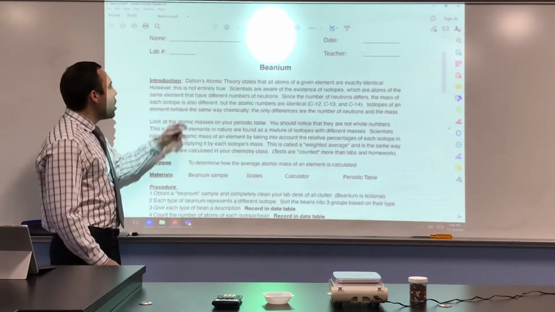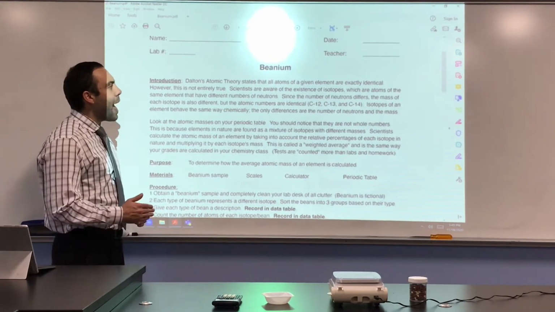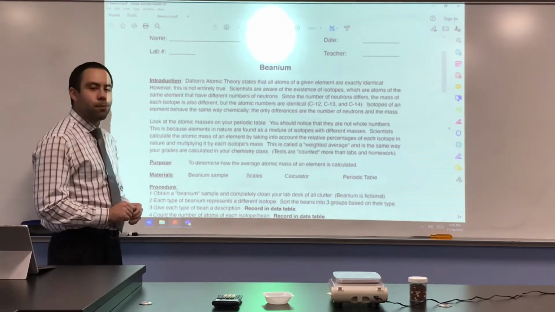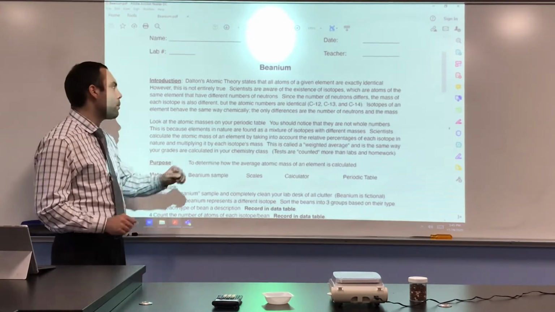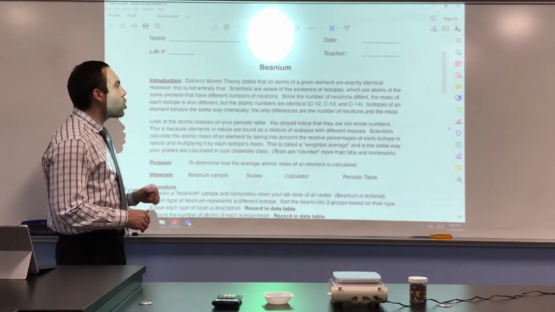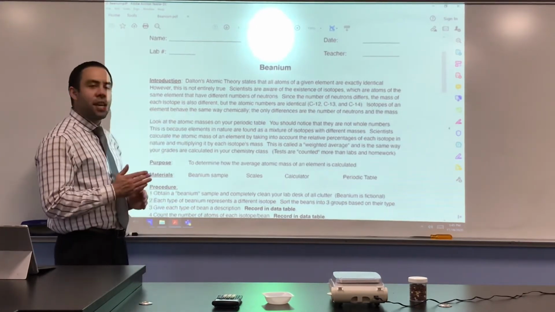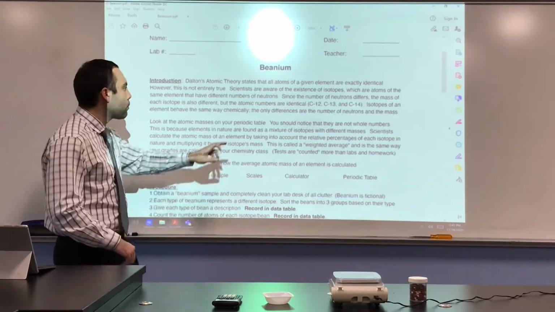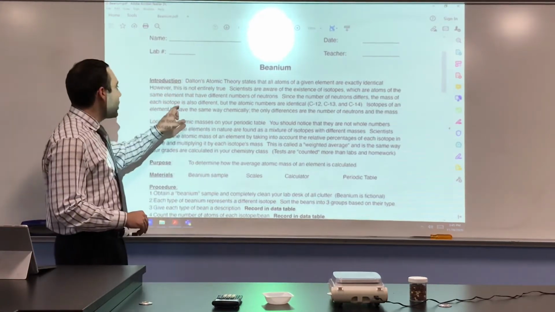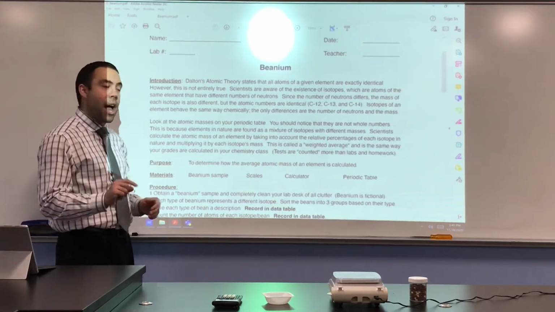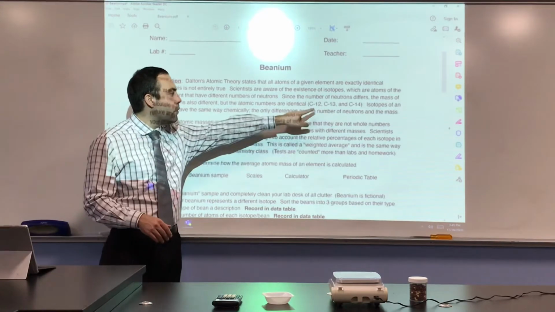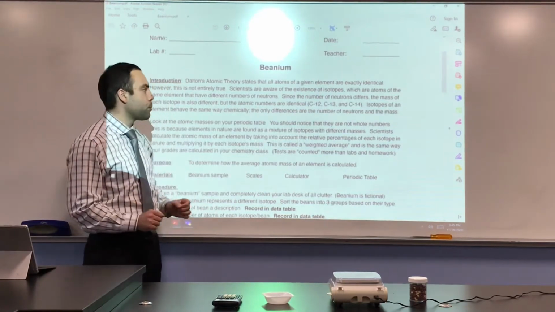Introduction. Dalton's atomic theory states that all atoms of a given element are exactly identical. However, this is not entirely true. Scientists are aware of the existence of isotopes, which are atoms of the same element that have a different number of neutrons. Since the number of neutrons differs, the mass of each isotope is also different, but the atomic numbers are identical. For example, carbon-12, carbon-13, and carbon-14.